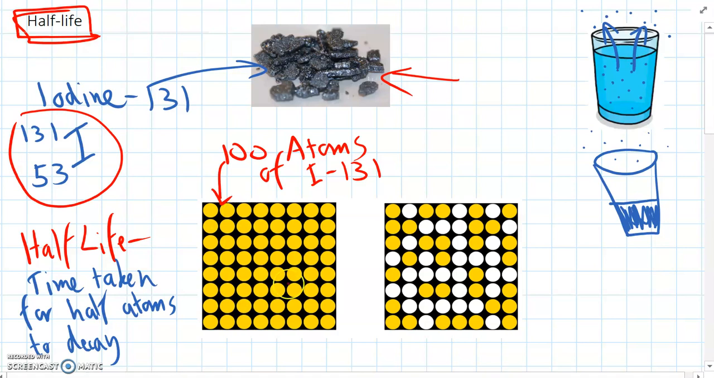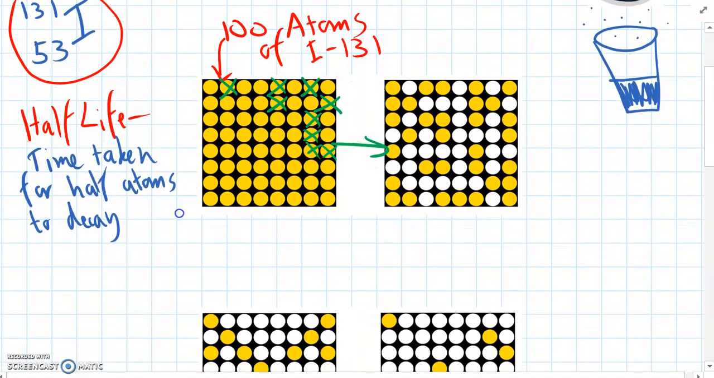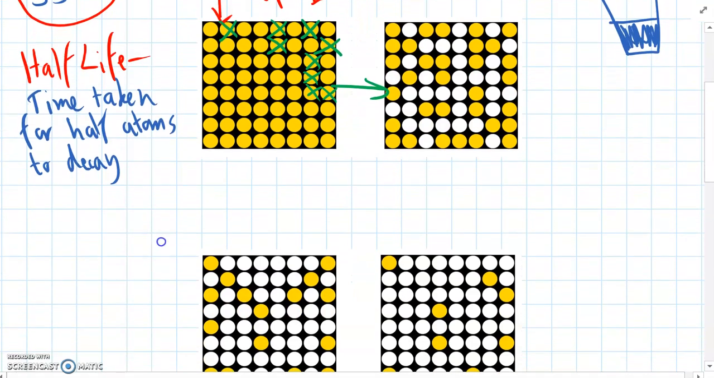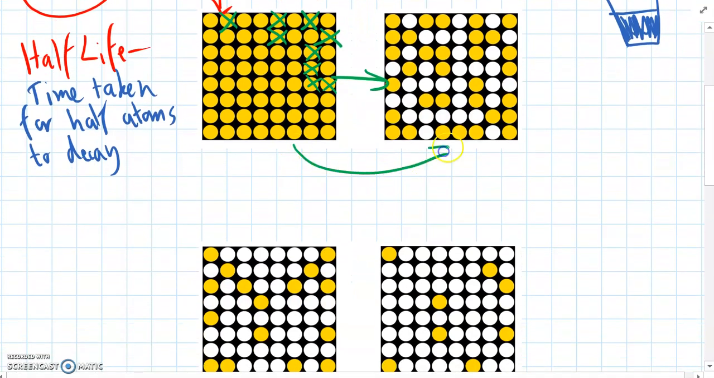So here's our 100 atoms. And for iodine, we can see in the next picture, half of them have decayed. Well, they were always radioactive, but they've decayed and turned into their non-radioactive form. So we call this time here one half-life.